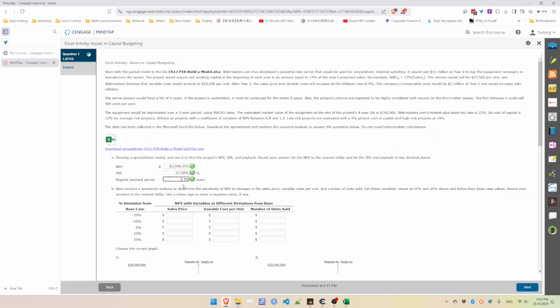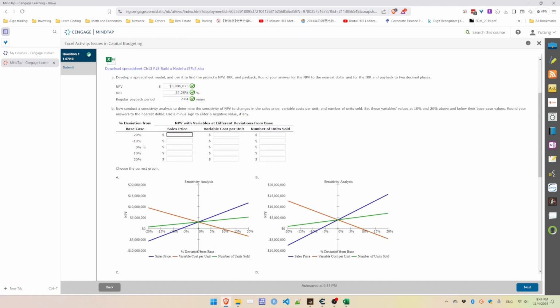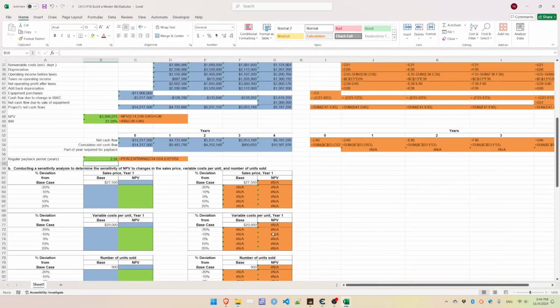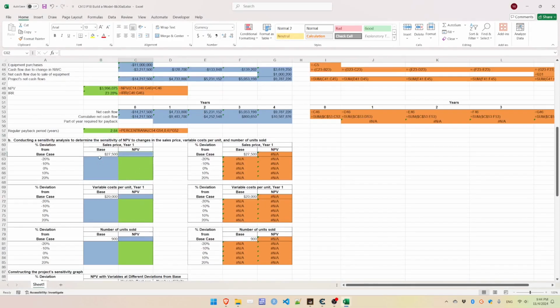So that's basically the first 3 cells, and then I'm going to try to work on these. That requires some data table analysis. So how do we do a data table? We first need to link this cell to the NPV formula in the model, and then we need to populate these. These are just minus 20% away from the base case. So how do I do it? It's going to be the base case multiplied by 1 plus the negative 20%. So we can do that, and then I can copy and paste.